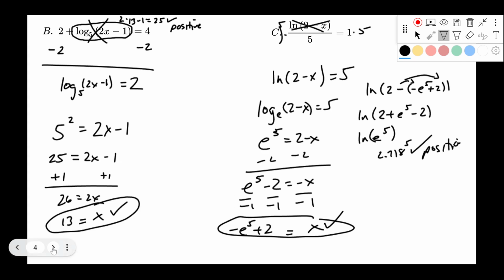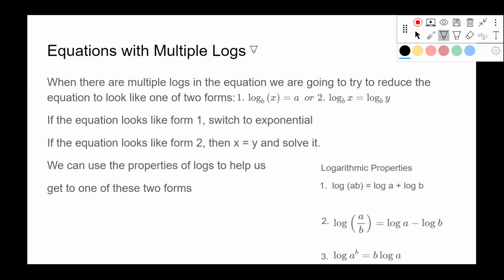Okay? Solving log equations with one log expression. Now, what if there are multiple logs? When there are multiple logs, we're going to try to reduce the equation to look like one of the two following forms. Either we're going to have all of our logs isolated on one side and then a number on the other, or we're going to end up with logs on both sides, but we can only have one logarithm on each side. Okay? One logarithm on each side.